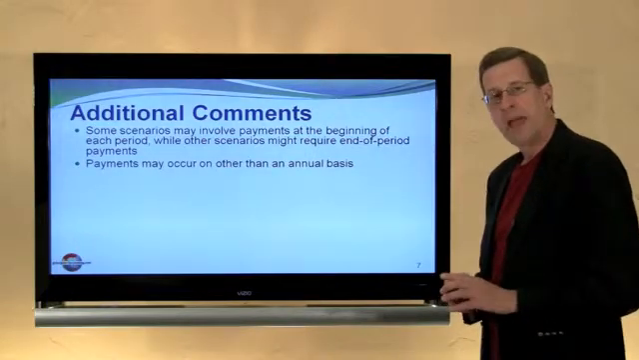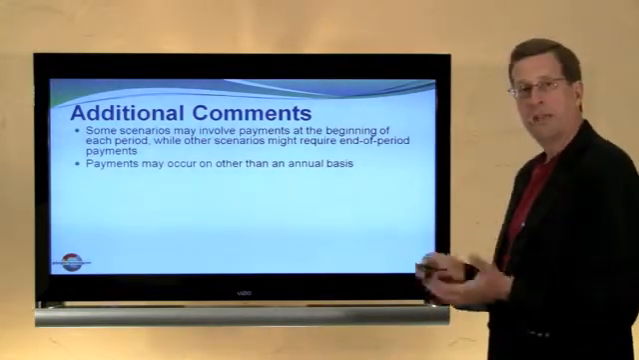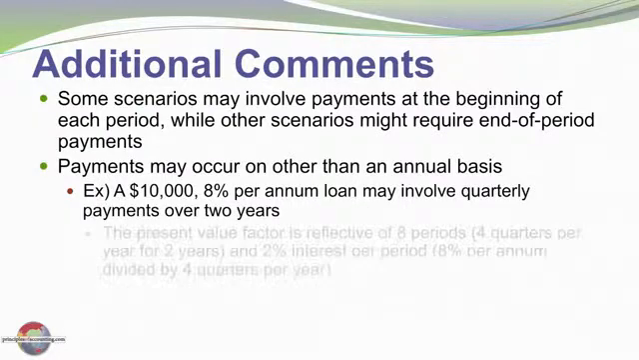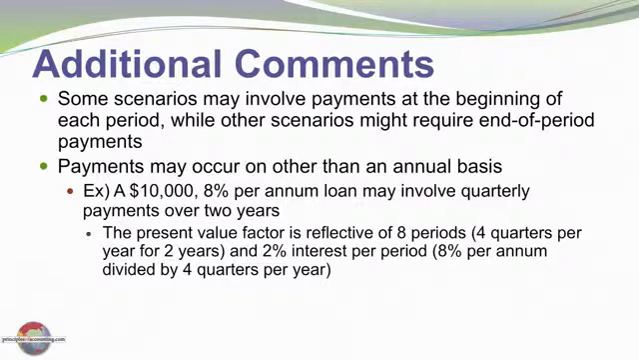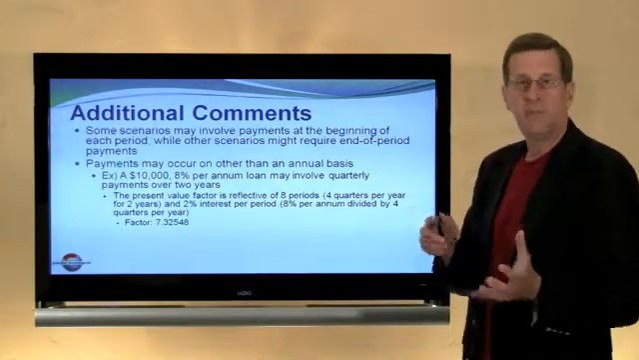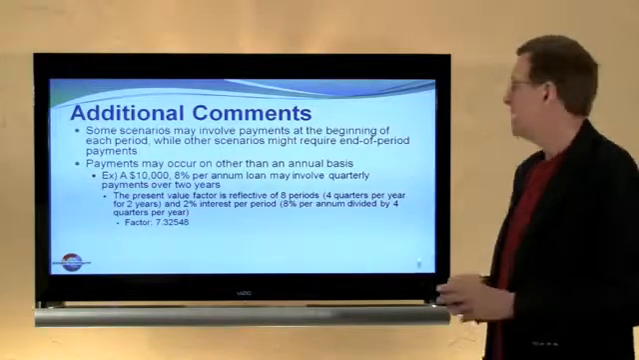But also consider that some payments may occur on other than an annual basis. We might have monthly or quarterly payments. So if, for example, we have a $10,000, 8% per annum loan involving quarterly payments over 2 years, what we really have is an annuity that involves 8 periods, that is 8 quarters, 4 quarters per year for 2 years. So we've got 8 periods, and the interest rate per period is really 2%, 1/4 of the annual amount. And so the present value factor would be 7.325. That's 8 periods at 2% per period. So we can modify our calculations based on the number of periods and the interest rate per period. It doesn't have to be tied to annual amounts.